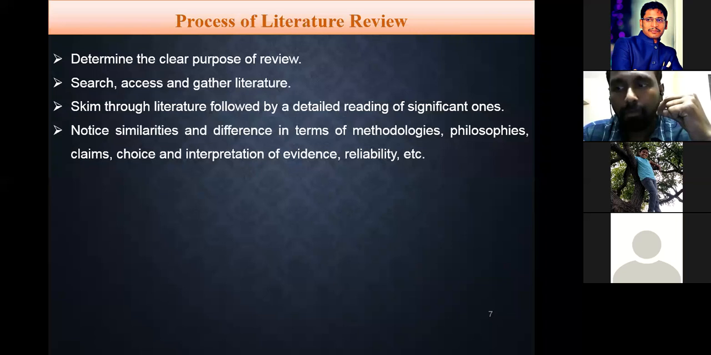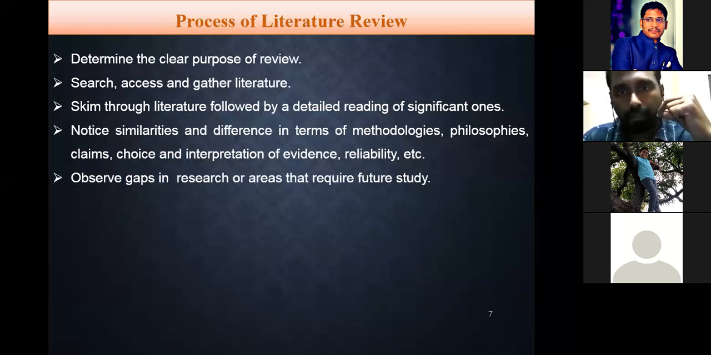You can compare what kind of methodology they have followed, what kind of research they have published, and what kind of research other authors have published. So their differences and similarities, we can note down and analyze. Once we start to read and gather the literatures, we will be able to find these similarities and differences in methodology. So after reading a number of literatures, we will find some research gaps. So we will see, this kind of research can be taken.